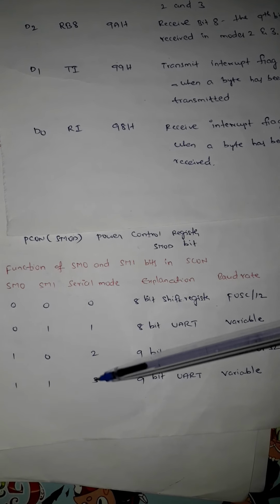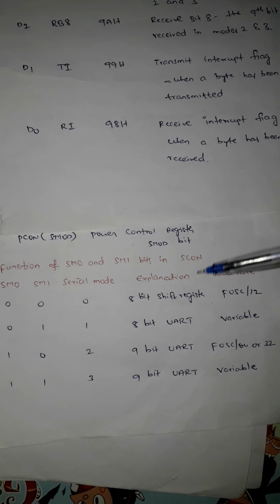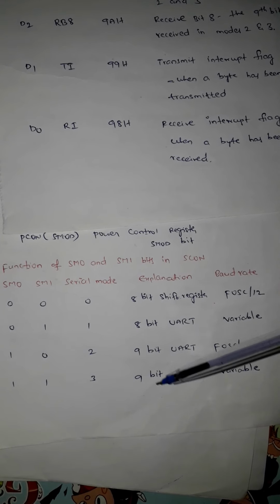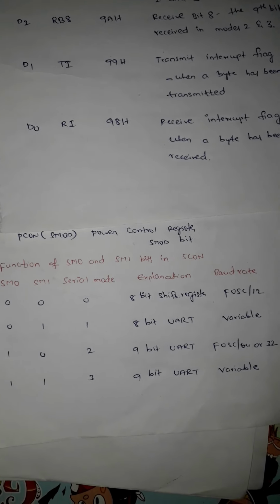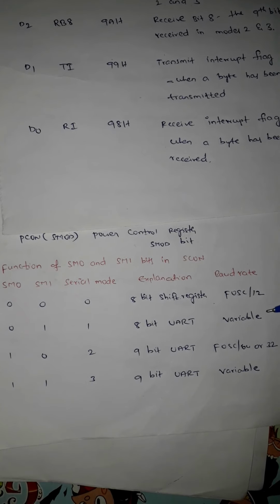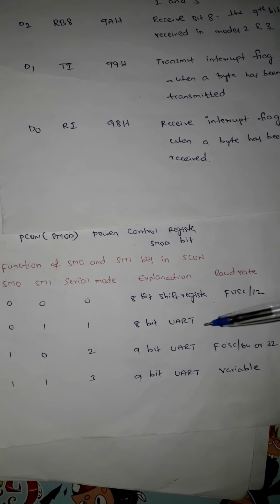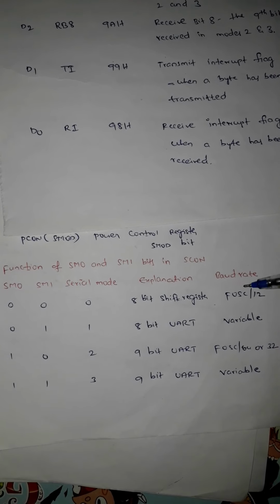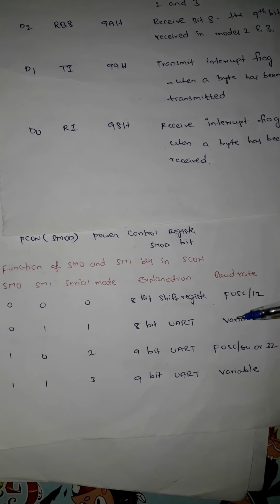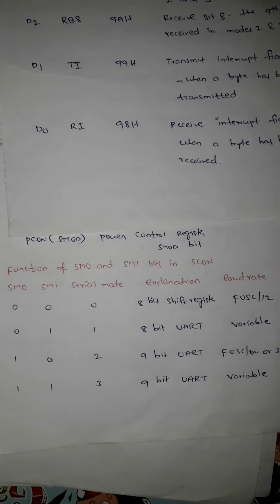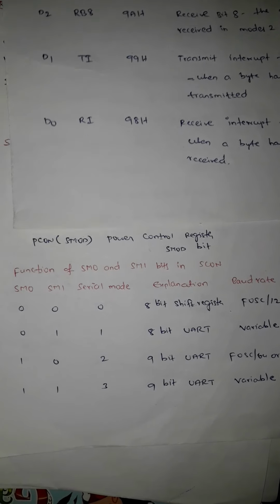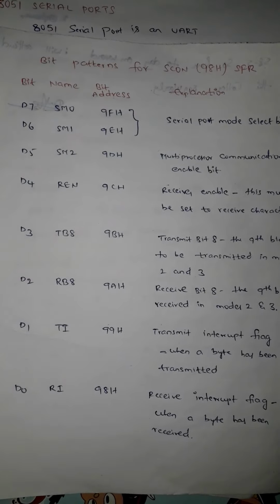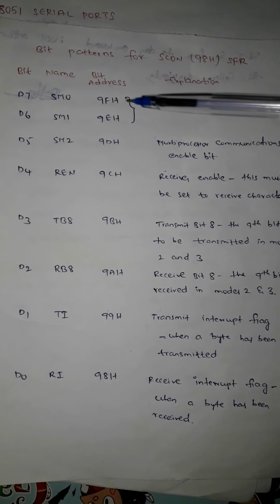then serial mode 3 is selected, and it acts as a 9-bit UART, and the baud rate is variable. So only in modes 1 and 3 you can have a variable baud rate, and in modes 0 and 2 the baud rate is fixed. So these are the 2 bits in the SCON for the selection of the serial mode. That is the D7 and D6 bits.